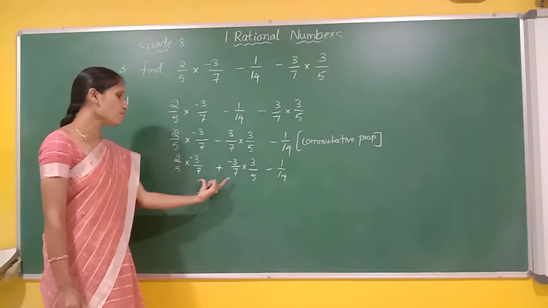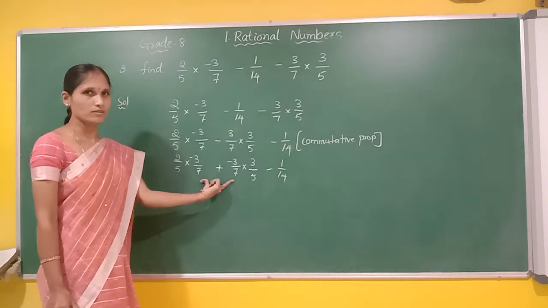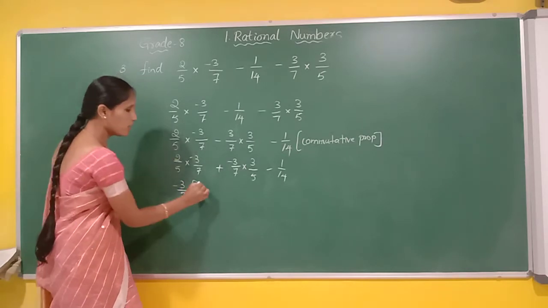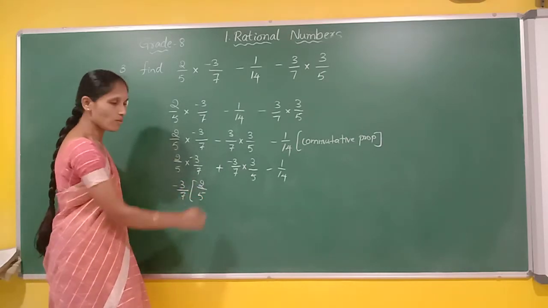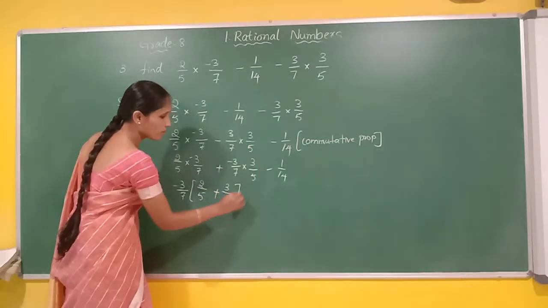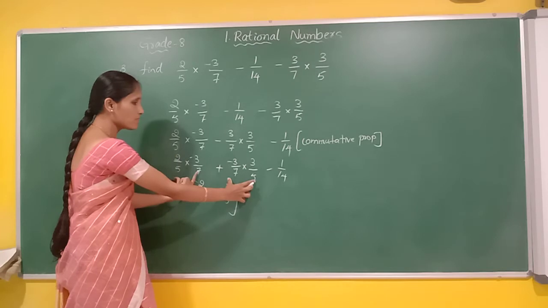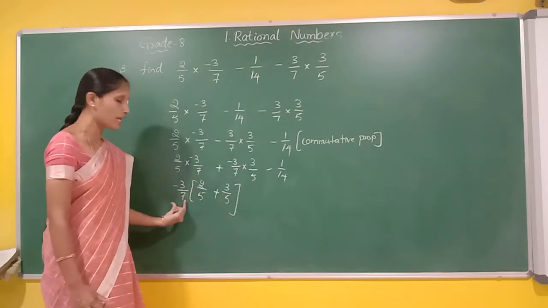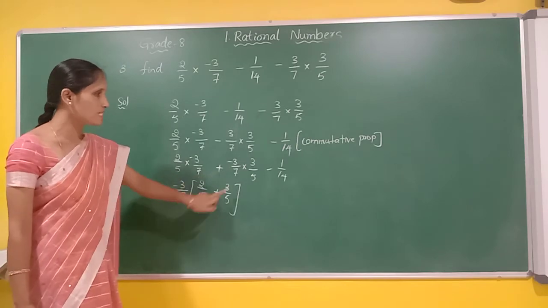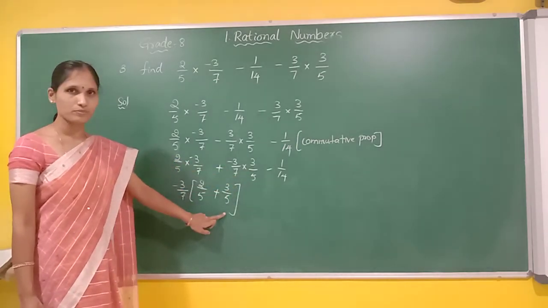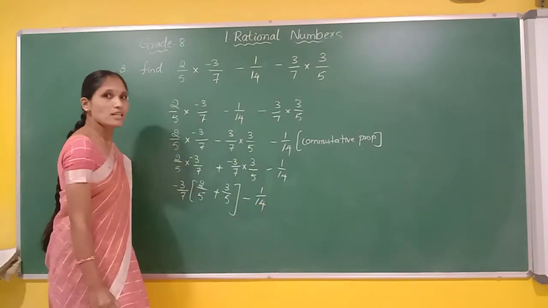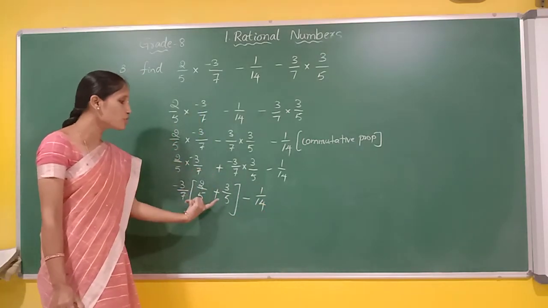Now we can take minus 3 by 7 as common. Minus 3 by 7 I am taking as common. Left part 2 by 5, the plus symbol, and another part 3 by 5. In these two terms, minus 3 by 7 we take as common. Remaining part 2 by 5 plus 3 by 5, minus 1 by 14. Children, here we are using the distributive property.